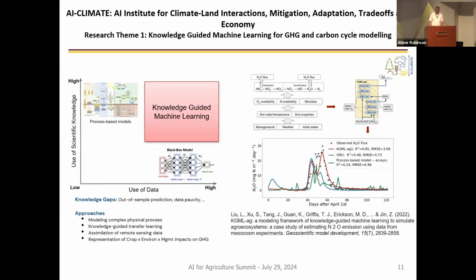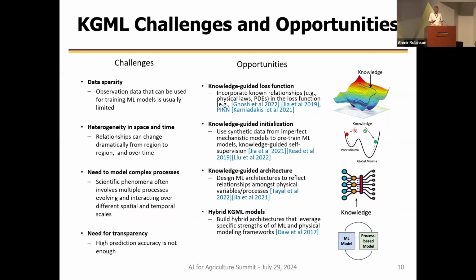Let me see. Okay. And it helps address the challenges like data sparsity, which we heard a lot about. Heterogeneity in space and time came in different words in different talks. That is, the phenomena change from farm to farm, place to place. So a model built in one location may not work in a different location. And of course, the processes that underlie these environmental systems are evolving and interacting at different scales. There's a soil cycle, there's a water cycle, there's a carbon cycle, and they're all interacting with each other. How do you model them appropriately?